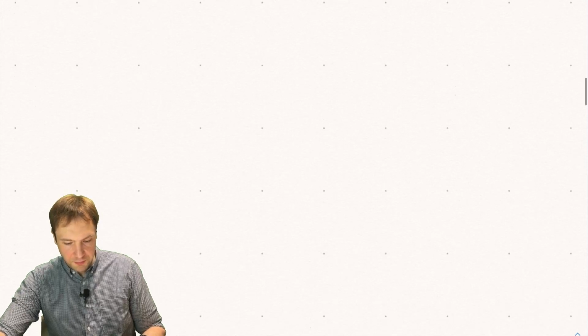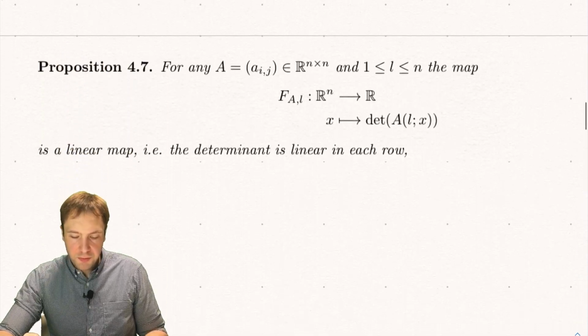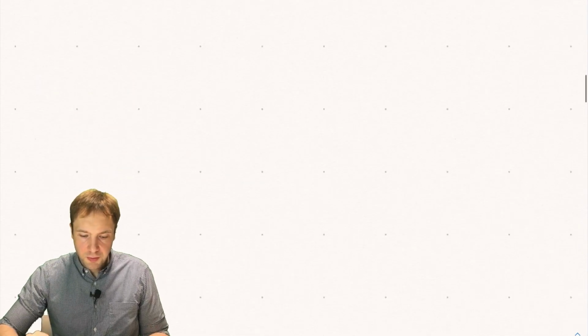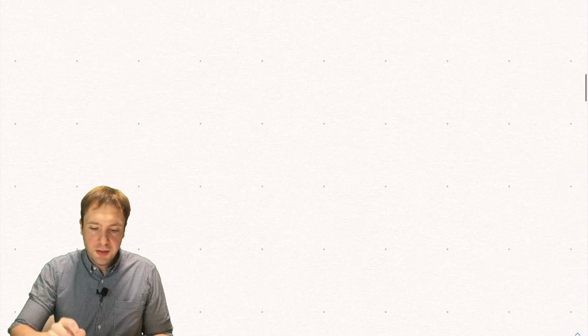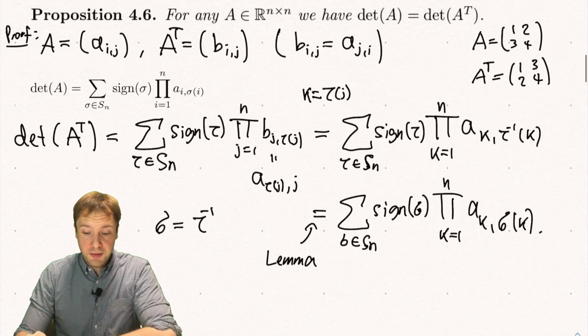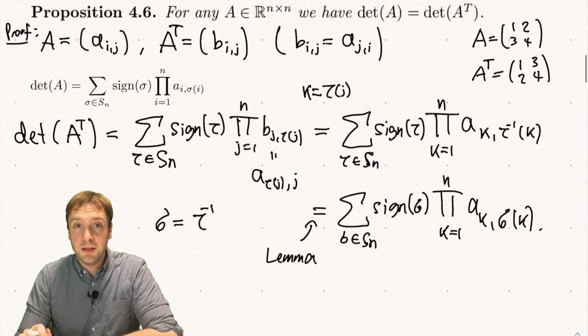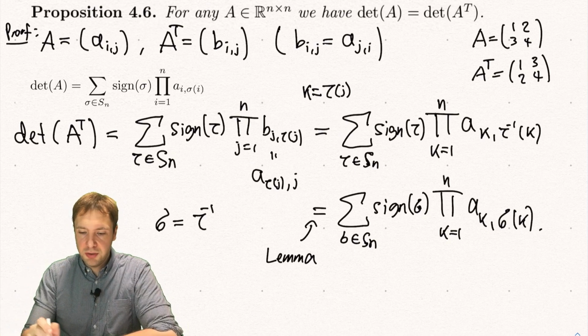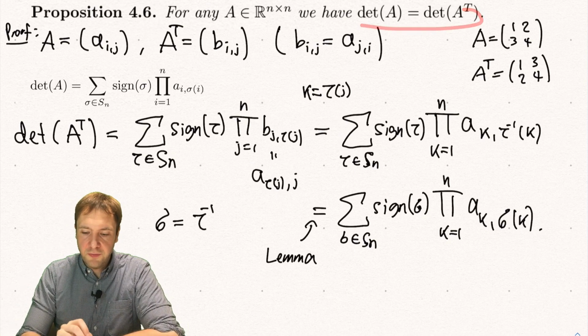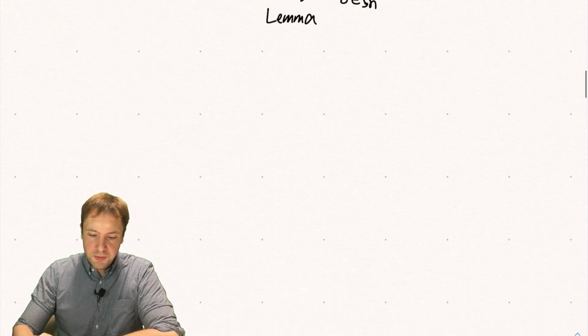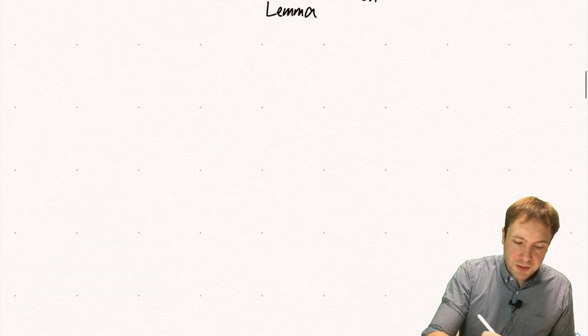Okay. So now, first some notation. What we want to show is that the determinant is linear in each row and also in each column, which then follows from this. So for this we want to introduce some notation.